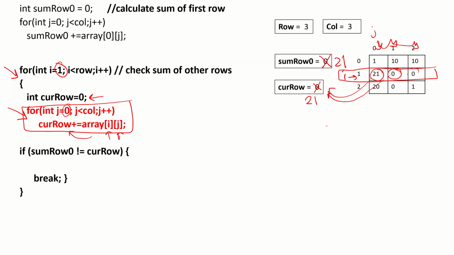Move with j, take the value 0 and add it to the current summation. So again, it will be 21. And then you will end up with your j. So we are done with the j loop.